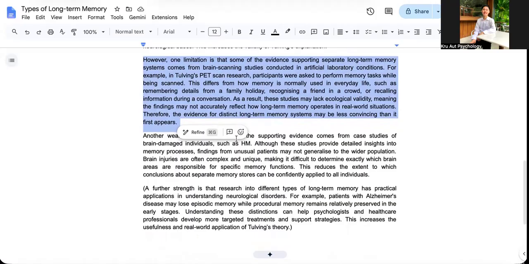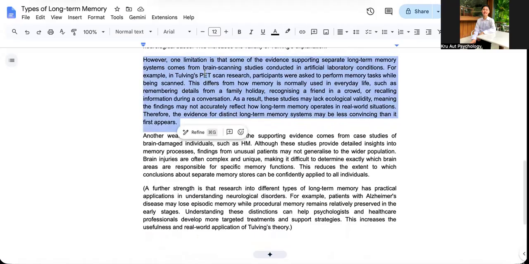However, one limitation is that some of the evidence supporting separate long-term memory systems comes from brain scanning studies conducted in artificial laboratory conditions. Quite long, I need to breathe. But I say some. Why? I'm not saying that all the evidence is brain scanning studies, right? It's just some, and we're referring to that.